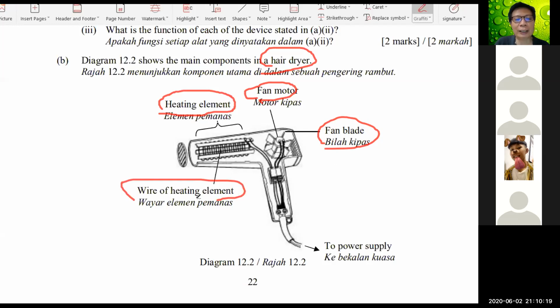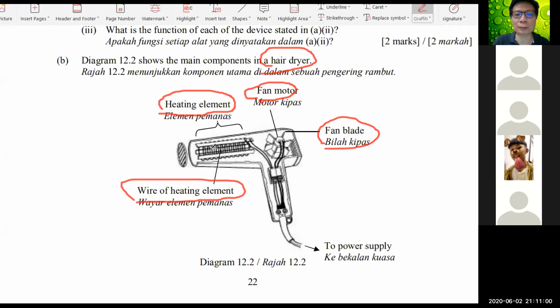The wire of the heating element. You see or not? This wire is coiled up, very long. So this heating element wire must be long. Why is long better? Because when this heating element is long, the resistance is higher. Longer wire, resistance higher. You remember in chapter 2 you learned? So long means the resistance is higher. When the resistance is higher, this wire becomes hot faster.